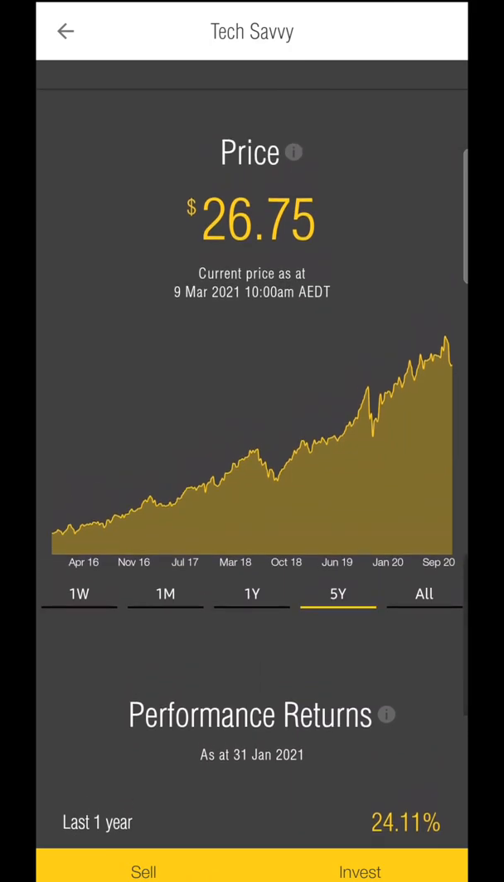On this graph shown here, you can see the historic prices from the past 1 week, 1 month, 1 year, 5 year, or all time. Back on the 1st of April 2016, this fund was trading at just over $10, and as we move forward in time, you'll see the price jump significantly, up to a high of $28.95 on the 19th of February 2021.